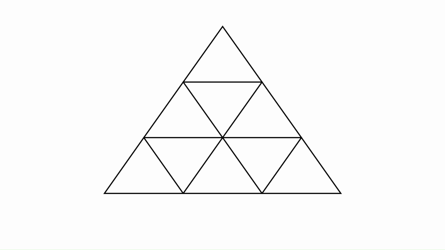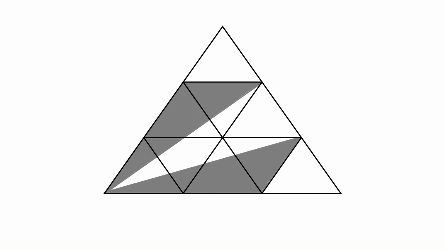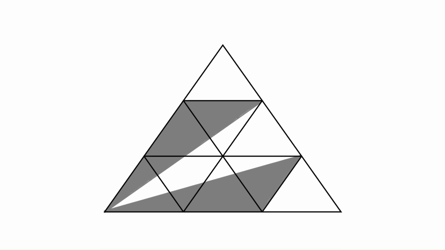We have a large equilateral triangle made up of 9 mini equilateral triangles. 2 separate portions are shaded in grey. Your task: what fraction of the large triangle is shaded?